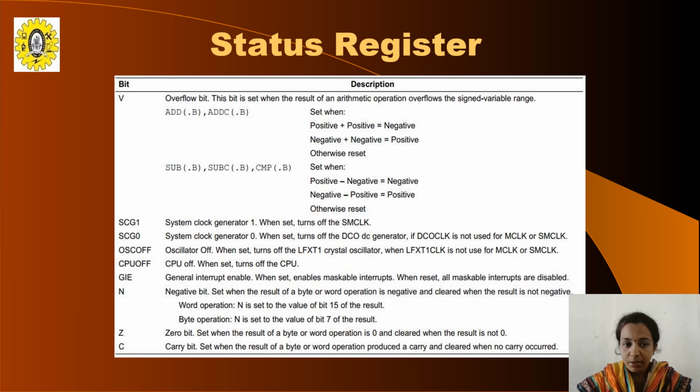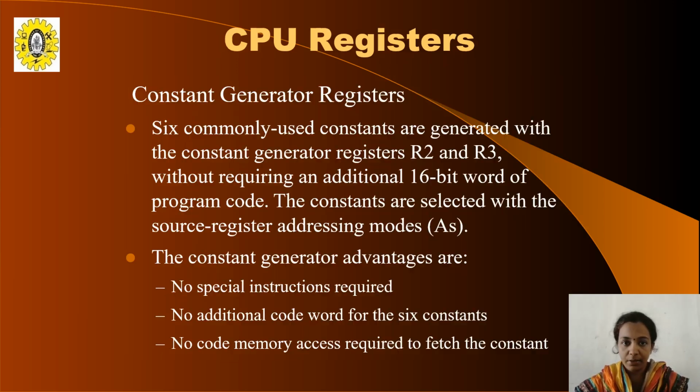So here we have the description of the bits. V is the overflow bit, the overflow flag. SCG1 and SCG0 are the system clock generators, then oscillator off, CPU off, and GIE, the general interrupt enable. Then the negative bit N or negative flag, the zero bit or zero flag, and the carry bit or carry flag.